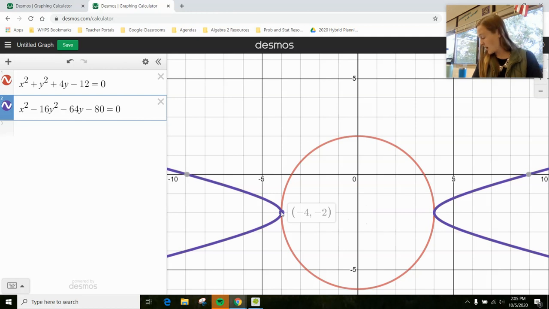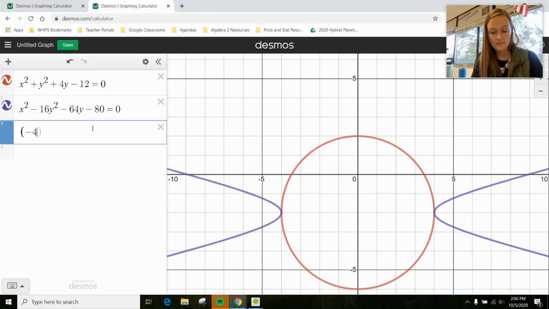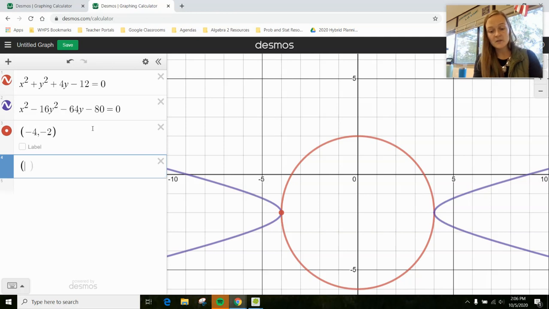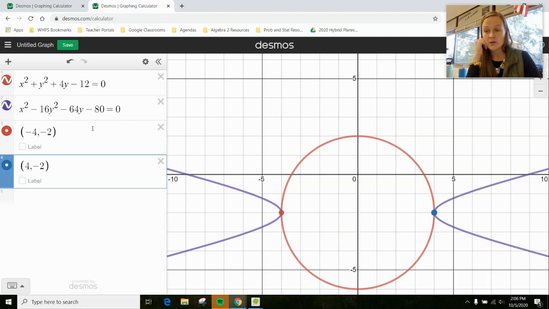Negative 4, comma negative 2, that was one of my solutions. And my other solution was 4, comma negative 2. And you can see those are the points where these graphs are intersecting. The graphs look weird. You may not be comfortable with the graph version, but when you actually look on Desmos, you can see that these answers are correct.